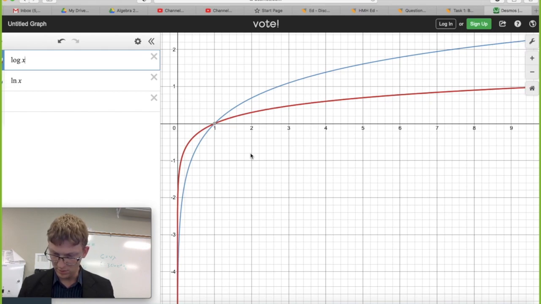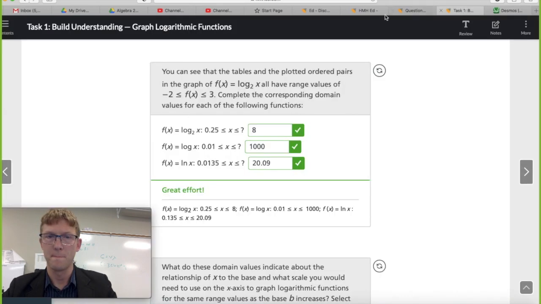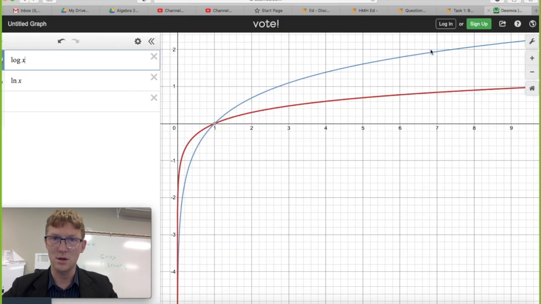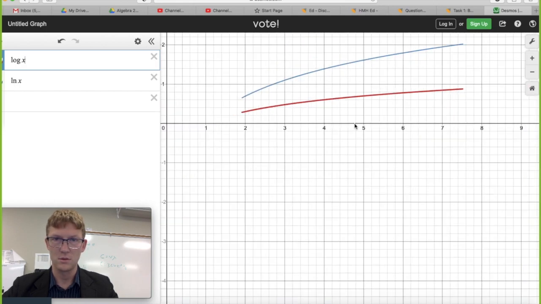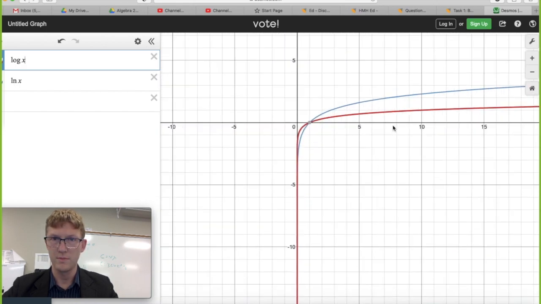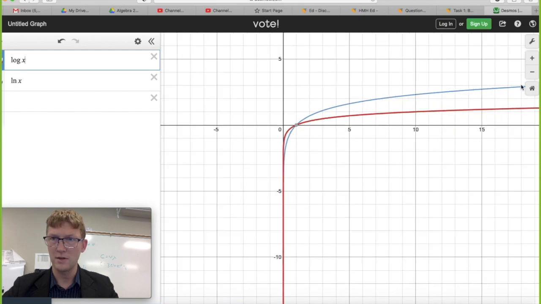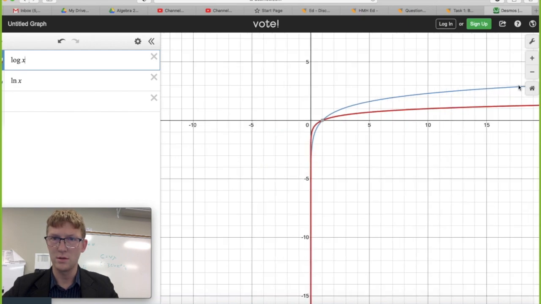I guess more off the screen. So that's going to be up at like x equals 1,000. And then our natural log, you can still see almost. We'll zoom out a little bit. X equals 3. Or I guess, I'm sorry, y equals 3 is up over here.